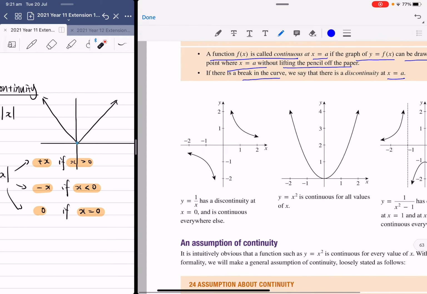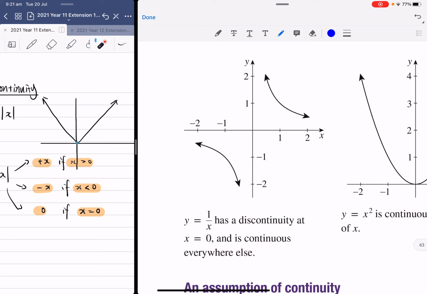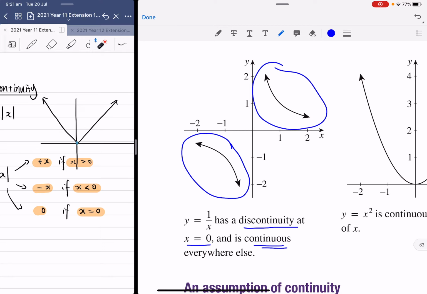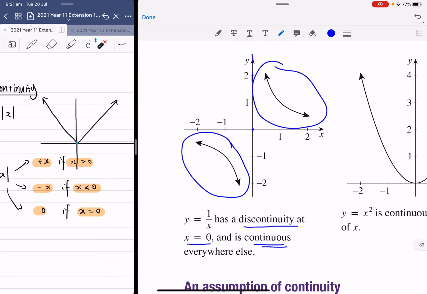So if you look at this example here, we've got a hyperbola. It's not a continuous function, as you can see. You've got two parts of the function on the left-hand side and right-hand side. So this function has a discontinuity point when x is equal to 0, and it is continuous everywhere else. Just when x equals 0 there is an asymptote.